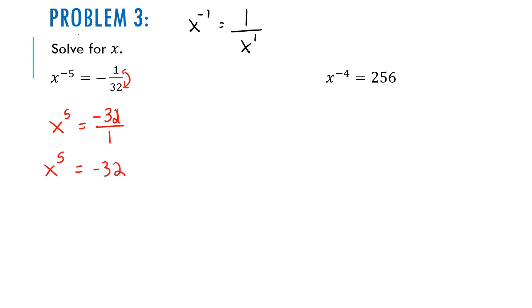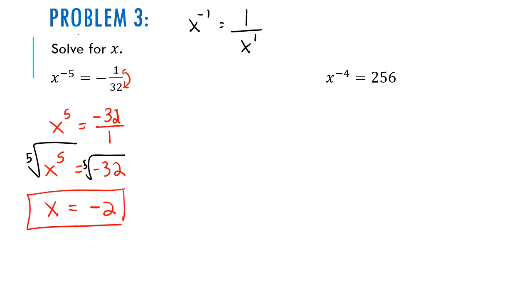And now I can solve it like the others, where I do the fifth root to both sides, and I will have x equals, the fifth root of negative 32 is negative 2. Once again, this just goes back to this old negative exponent property.